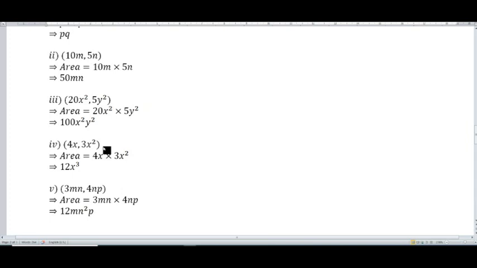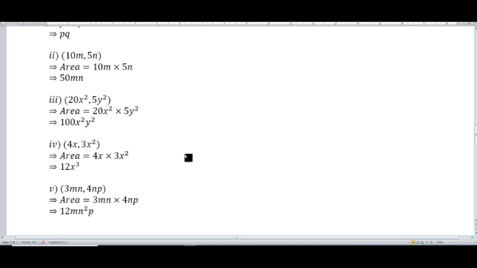As for the breadth and length of the rectangle, in order to find the area, we have to multiply the length and the breadth here. So area will be 4x into 3x square. 4 threes are 12. x into x square is x cube. If you multiply x square with x, the answer will be x cube. So the whole answer will be 12x cube.